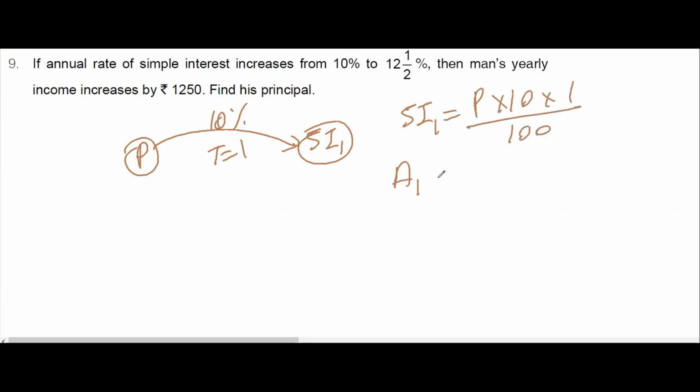And what will be the amount after 1 year? It will be P plus simple interest. That comes out to P plus P by 10, which is nothing but 11P by 10.